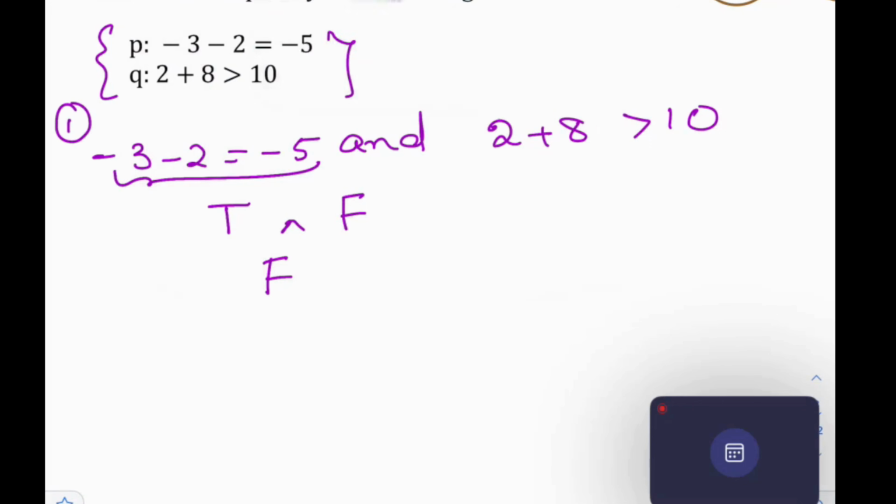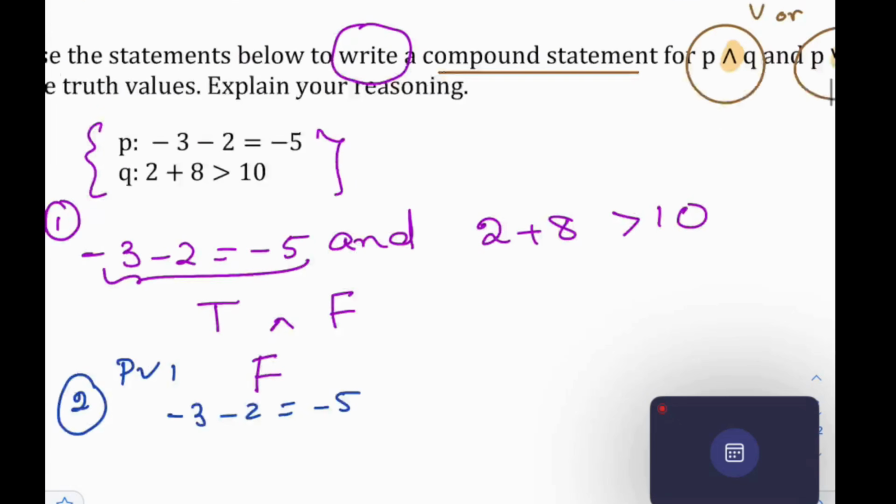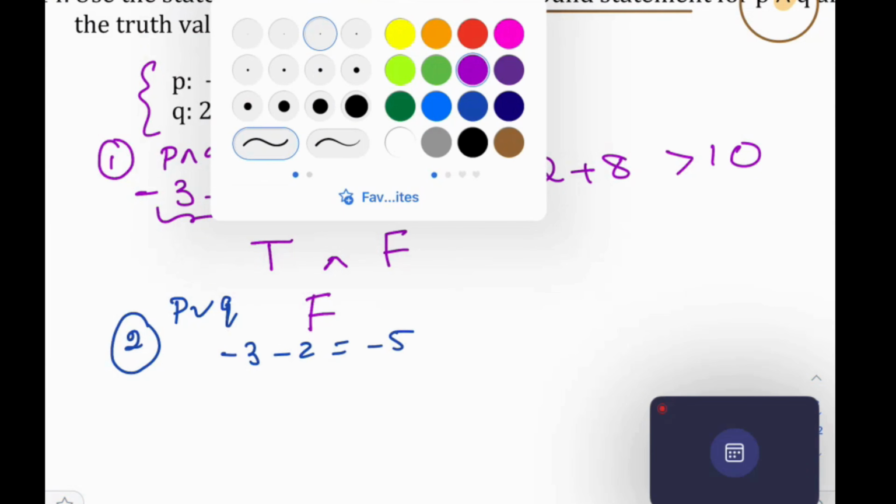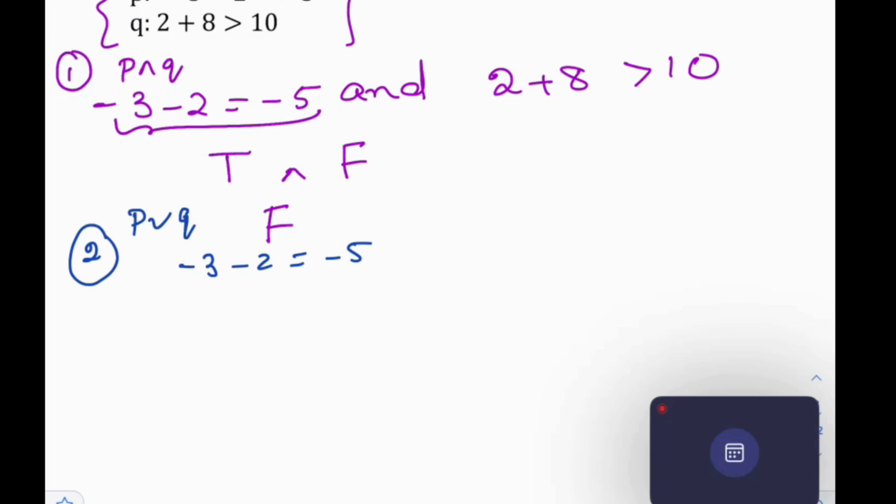Let's check for "or". So we'll do the same thing now. This was P or what was the second? Q. But the first one was P and Q. So going back to this statement, now we were at the other one, 2 plus 8 more than 10. Now let's check. -3 minus 2 equals -5. We said that is true, and this one was false. True or false is true.